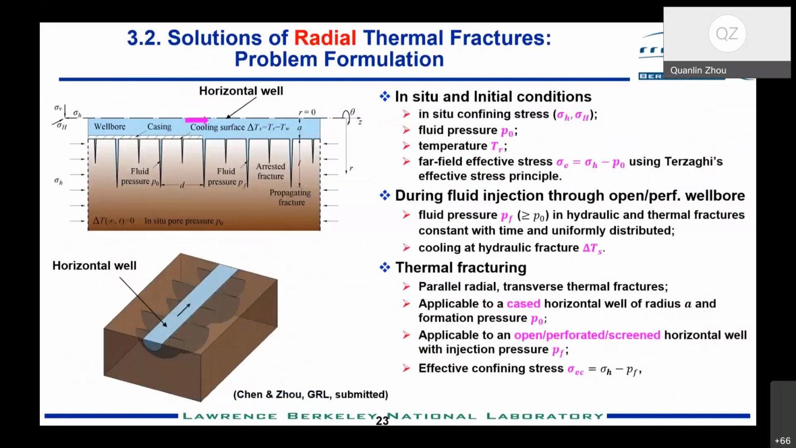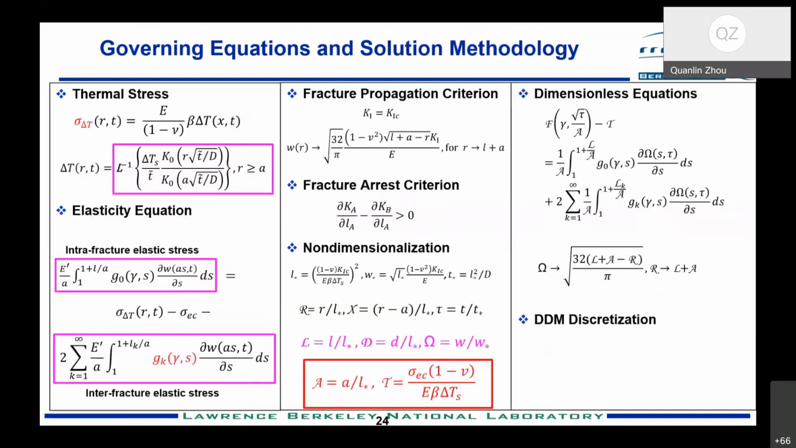And then now let's move on to the radial thermal fractures. I think I need to speed up. Now we have a horizontal well here, also with cooling and elevated pressure. In this case, we can consider a cased well, or an open or perforated well. So here are the fracture patterns. Now the difference is here.